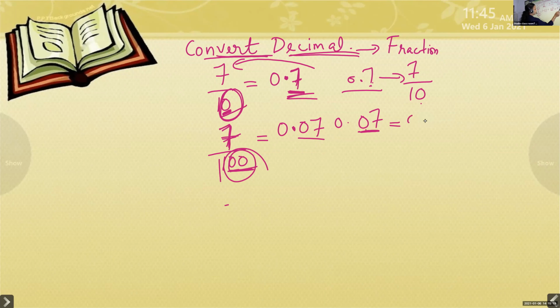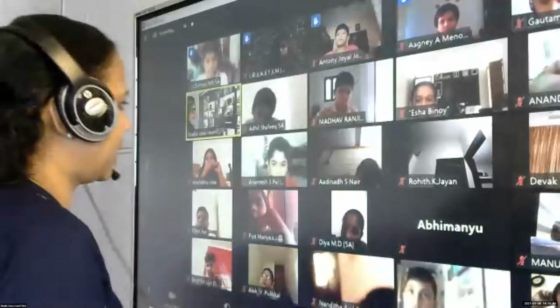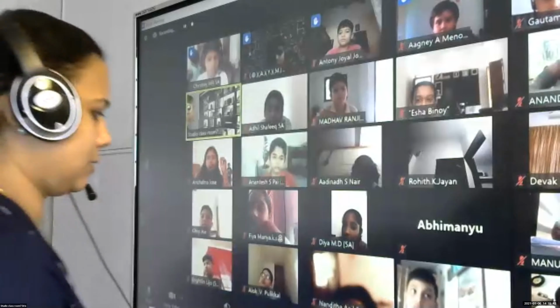If you write 7 and 0.7, they are same. We can write 7. Here we have 2 places, so in the denominator also how many zeros should we have? 2 zeros. So 7 by 100. So this is converting decimal to fraction and fraction to decimal.